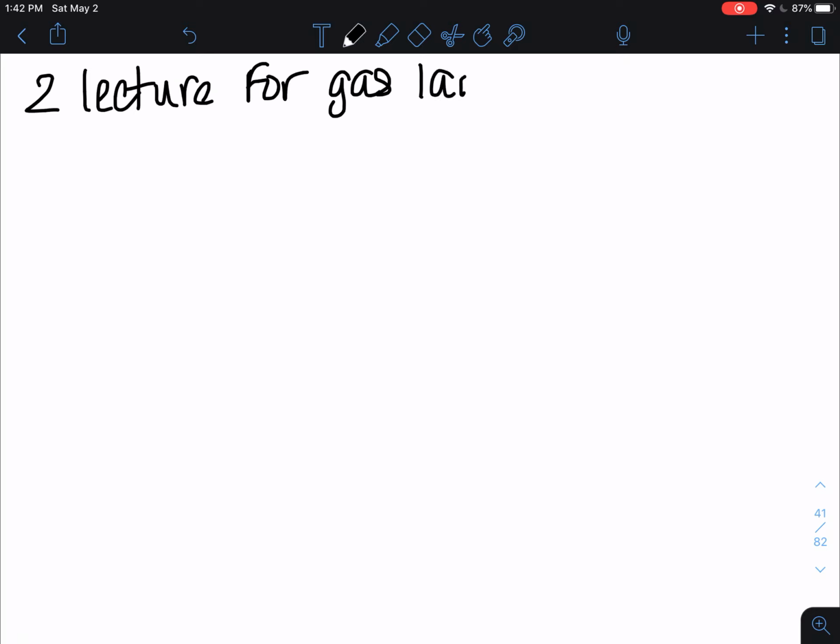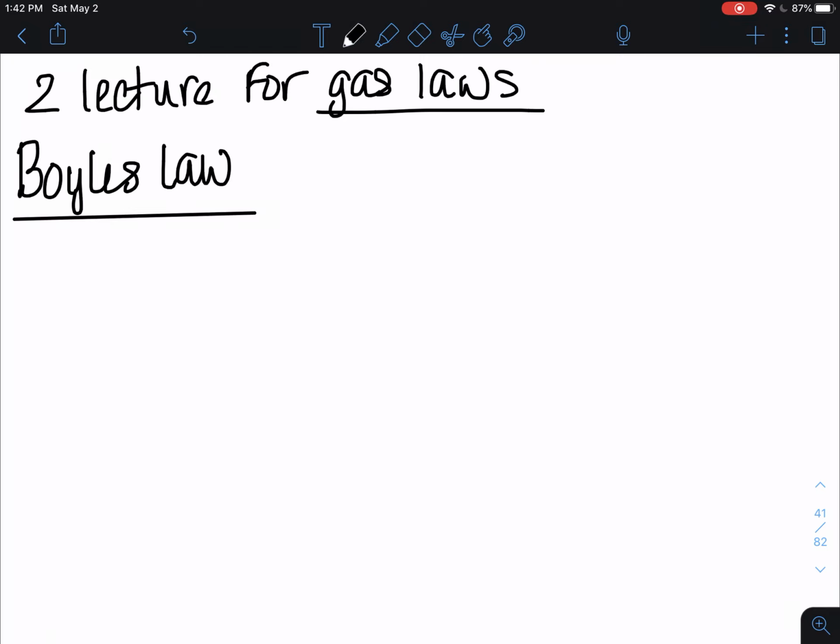Just want to make sure, because I'm starting off with a blank page. Where we left off from the last lecture, we learned about two particular gas laws. First, we learned about Boyle's law, which states that pressure and volume are inversely proportional to one another. Essentially, as pressure goes down, volume will go up if temperature and the number of gas moles stay the same. The equation we use for that is P1V1 equals P2V2.